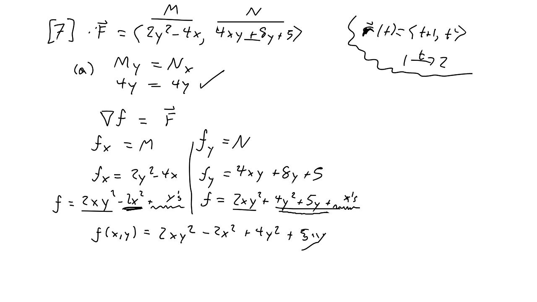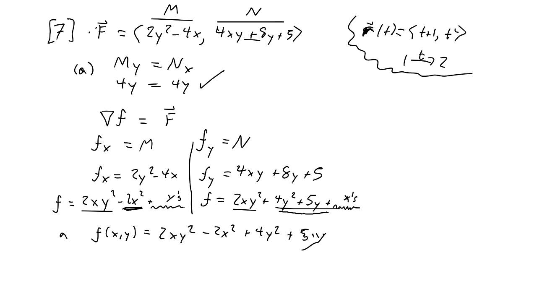Let me grab the pointer. Notice here that on this side, I have that f is 2xy squared minus 2x squared plus terms involving y. The terms involving y are right here: 4y squared plus 5y. And over here, I know that I have some missing terms of x. Here it is right here. The missing term involving x is negative 2x squared. So they're in there, but I think I'm doing it just slightly differently. So that's the end of part A.